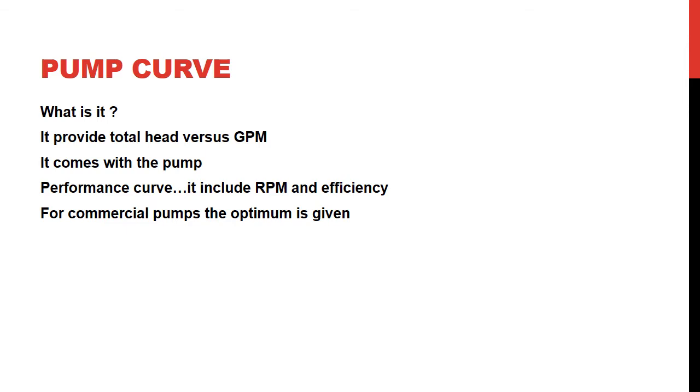Pump curve, this is just for information. It's something you will obtain when you buy the pump. It comes with a curve. What does that mean? What is the curve? It gives you the total head as a function of the GPM. So the head is the pressure, and this is the flow rate. How would that compare depending on the RPM? Can we just pump faster? Can we make the pump go faster? And what would that do?